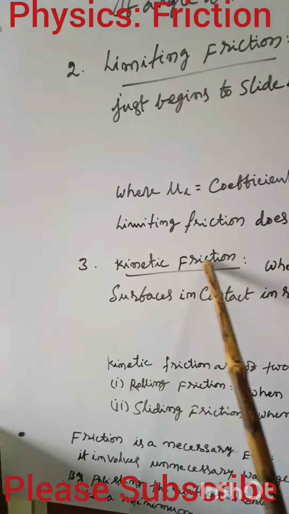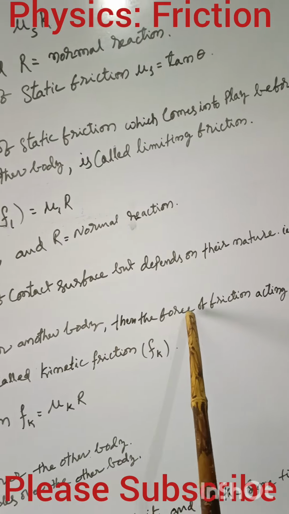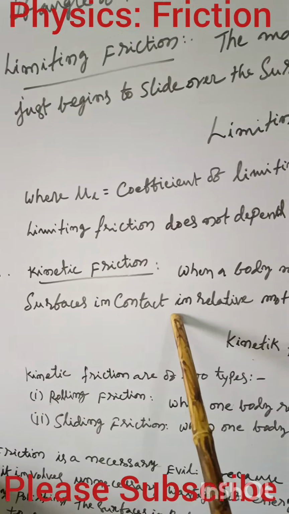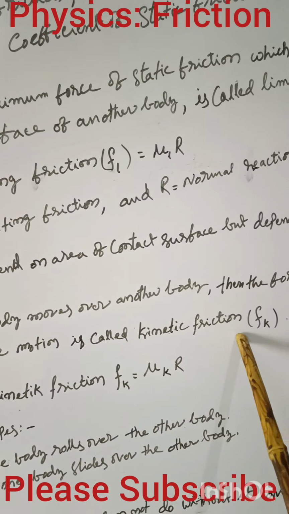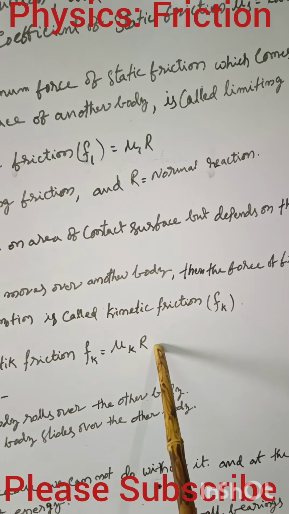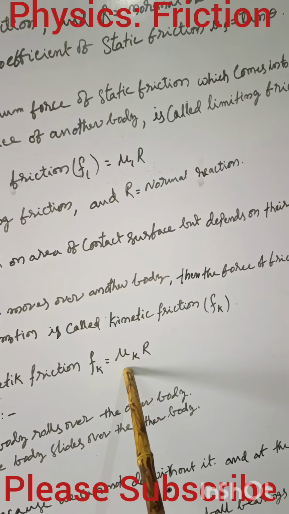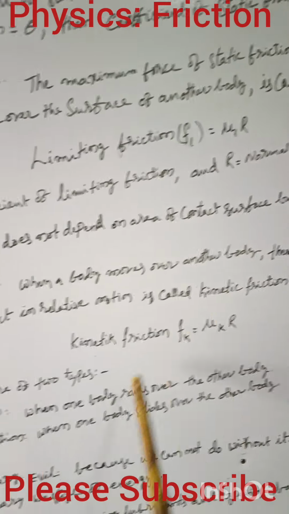Then third is kinetic friction. When a body moves over another body, the force of friction acting between the two surfaces in contact in relative motion is called kinetic friction Fk. So kinetic friction Fk is equal to mu k R, where mu k is the coefficient of kinetic friction, and R is the normal reaction.